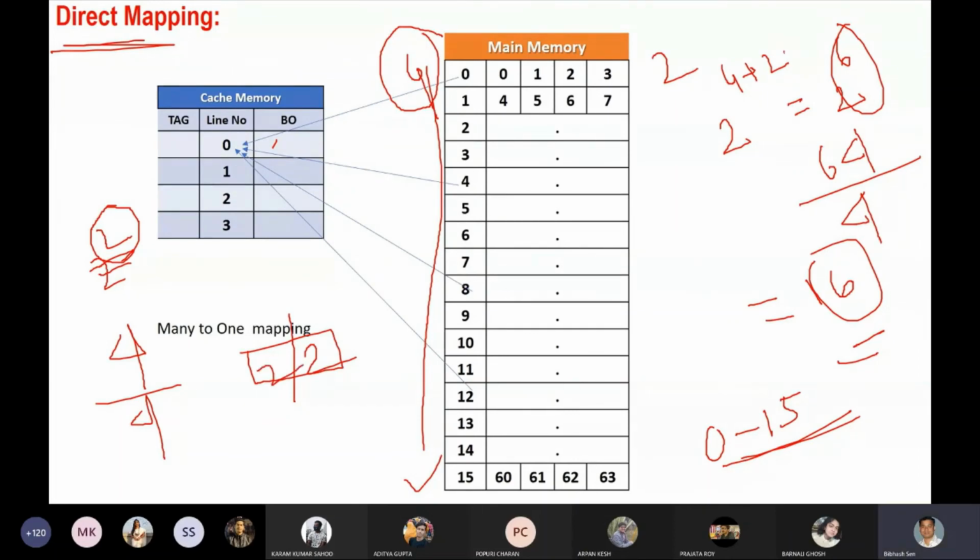Why tag? Actually, whenever a page is searched, suppose the CPU is searching these pages. Now you have to separate from the page the block offset and block number. Why it is 4 and why it is 2, it is clear. I have just split the block offset and block number. Is it clear or not clear, this part?